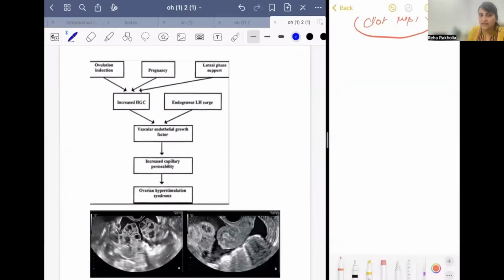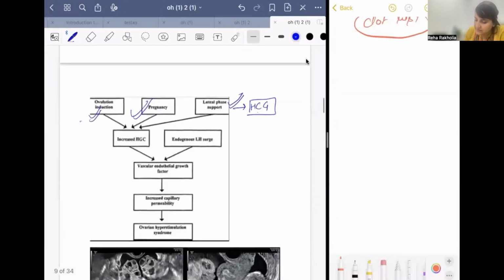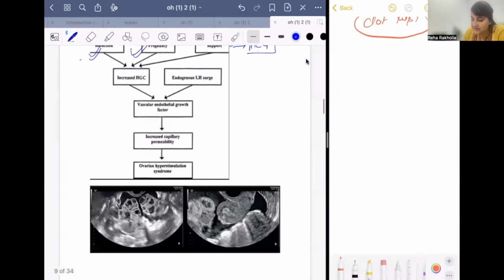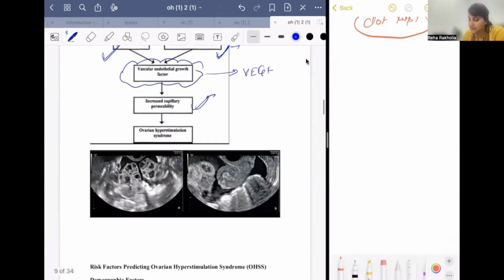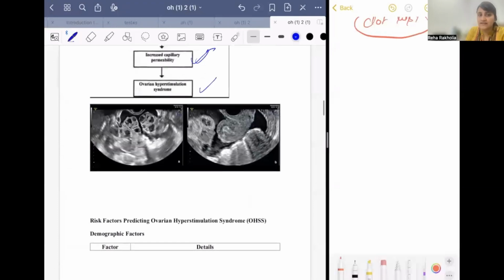Okay. Now in this diagram we can see ovulation induction, pregnancy, and luteal support. Luteal support is done by HCG. Pregnancy HCG will be secreted in pregnancy, and in ovulation induction also there will be an HCG role. These all will increase the HCG, and there is an endogenous LH surge in the cycle. So VEGF will increase, which will cause increased permeability and ovarian hyperstimulation syndrome.